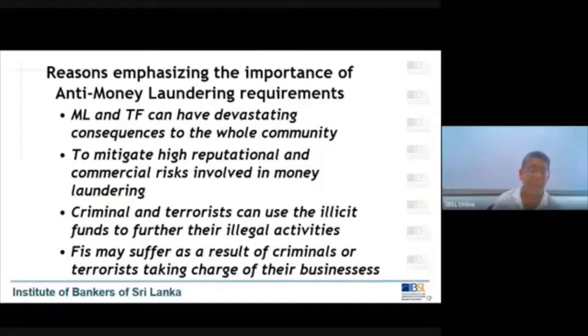Fourth one, the financial institution may suffer as a result of criminals or terrorists taking charge of their businesses. You may have a penalty by the regulator. If you are supporting illegal activities, they may cancel your license. That is why we need to emphasize the importance of anti-money laundering. It may damage the country's economy. So these are the reasons for emphasizing the importance of anti-money laundering requirements. Banks need to follow them. Clear?